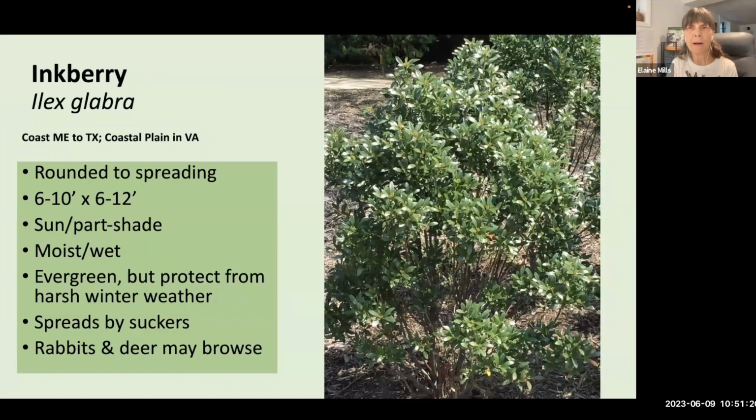Inkberry, Ilex glabra, is a lovely evergreen shrub. So answering that question about evergreens, not a lot of our native shrubs are evergreen, but this is one of them. And one alert is that you'll want to protect it from harsh winter weather. Any evergreen plant will tend to collect heavy ice and snow on its foliage. So you'll want to be sure either to have a protective covering or to go out and knock that heavy covering off of that. This plant can grow from 6 to 10 feet in height in sun to part shade.